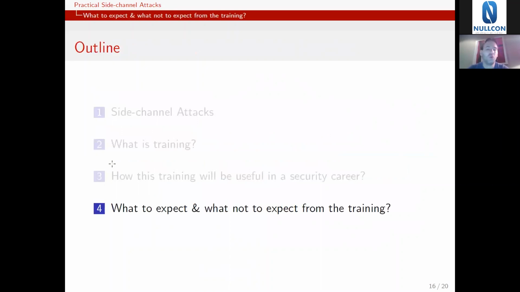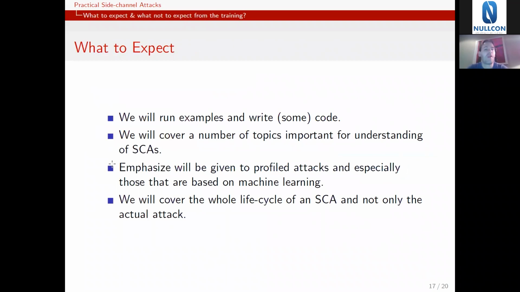So finally, what to expect, what not to expect. Well, we will run examples, we will write code. We will cover a number of topics important for understanding of side channel attacks. Emphasis will be given to profile attacks and especially those that are based on machine learning.